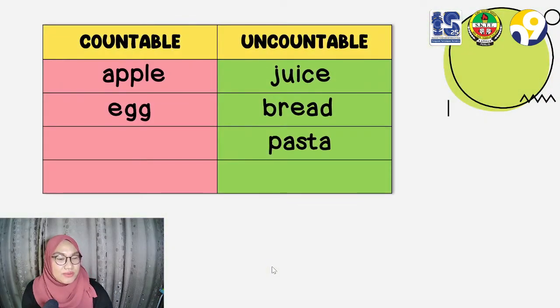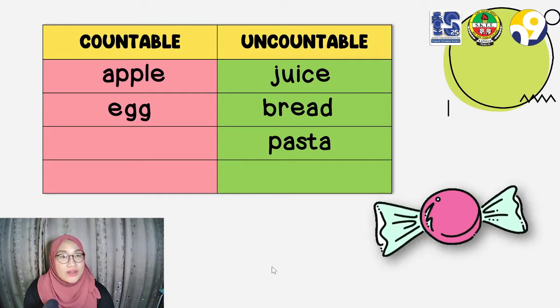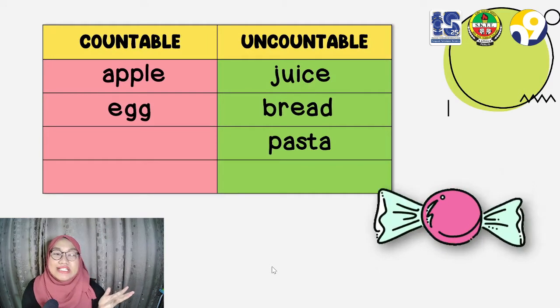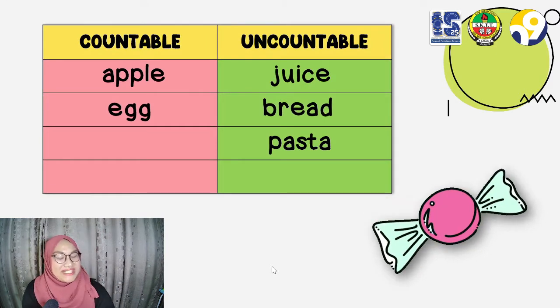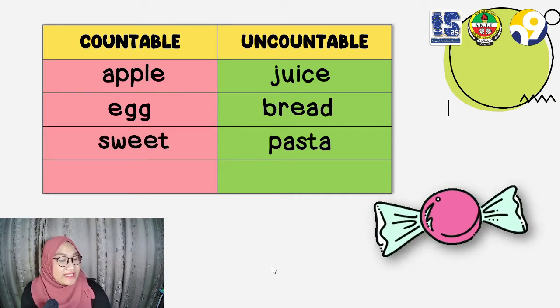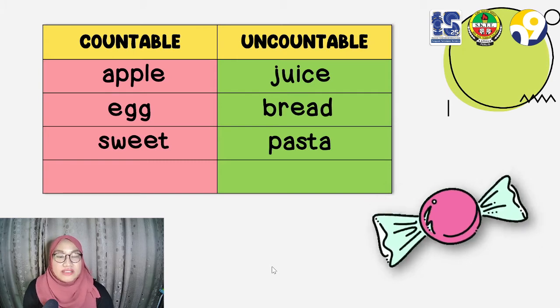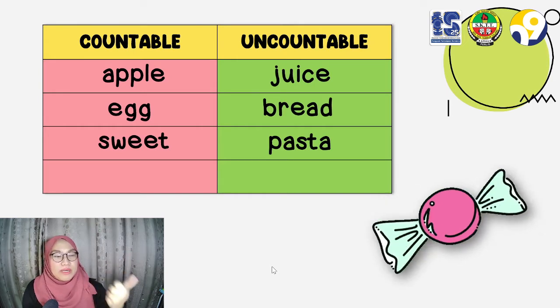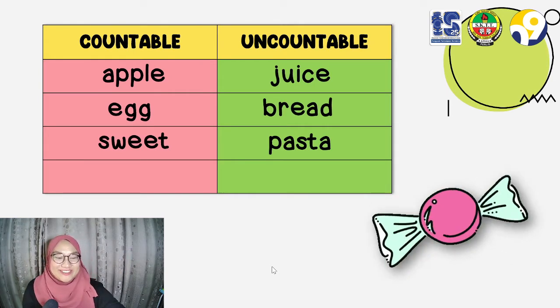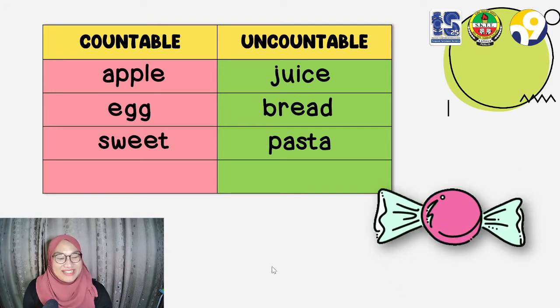Okay, next one. We have sweet. Gula-gula. Yes, if you say boleh dikira, then you are right. Sweet is a countable noun because you can count gula-gula. Berapa banyak gula-gula yang kamu mau makan? Jangan makan banyak sangat ya.